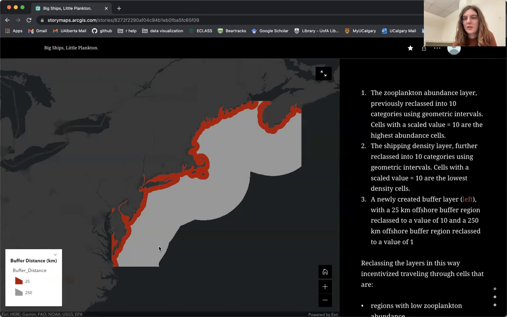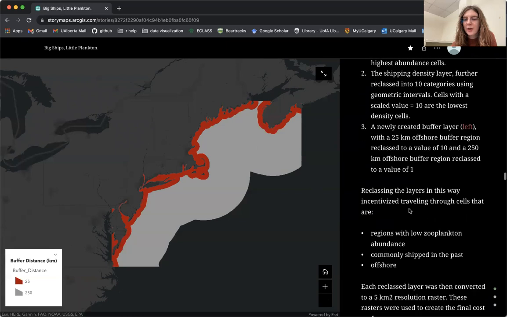And then the third layer I incorporated was a newly created buffer layer, which is what you see on the left. There's a 25-kilometer offshore buffer region, which is this red section. And I assigned that a category value of 10 so that it was very expensive to travel through these red areas. And then the remaining regions of the study area up to 250 kilometers offshore, which is this gray area, were assigned a category value of 1. So it was really cheap to travel through the rest of this study area.